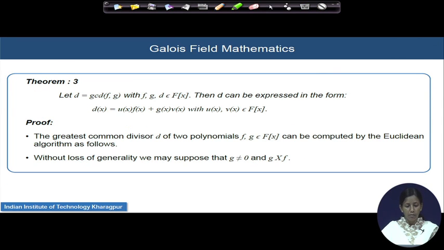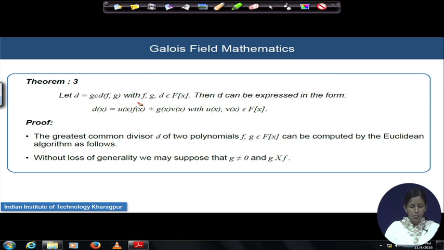The next theorem is: suppose D is the greatest common divisor of two polynomials f and g, where all these three belong to the same field. Then this polynomial D we should be able to express as d(x) = u(x) f(x) + g(x) v(x), where u(x) and v(x) are two other polynomials which also both belong to F[x]. This proof is very easy, and the greatest common divisor D of the two polynomials can be computed by the Euclidean algorithm, which we will see in the next slide.